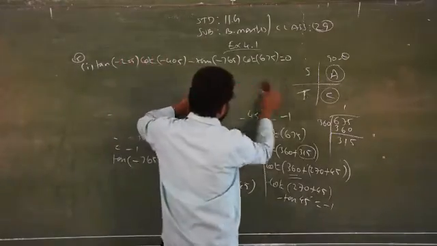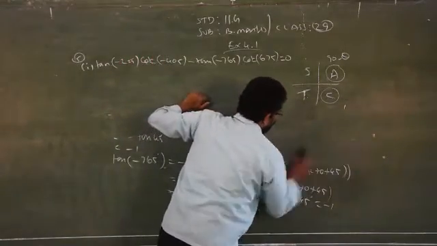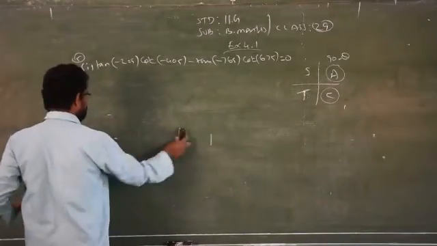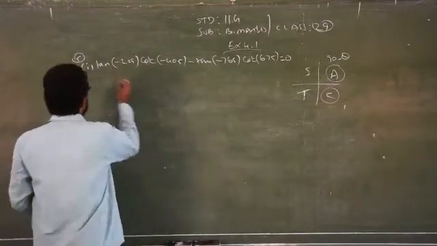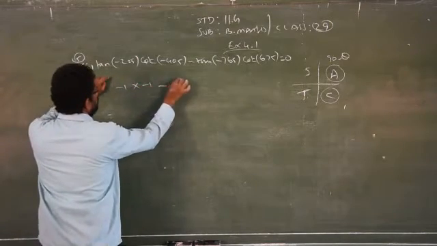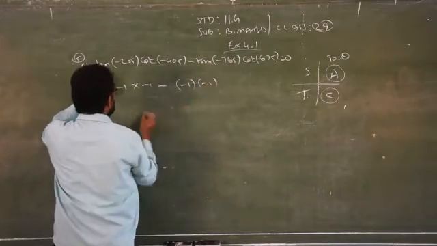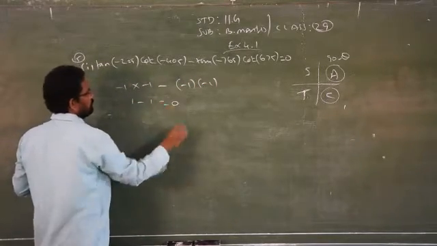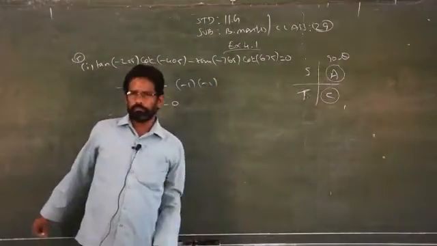There are 4 ratios given. All the ratios' answers will be minus 1, minus 1. Therefore, I am writing in place of this minus 1 into minus 1, minus of minus 1 into minus 1. Minus into minus is plus 1, minus into minus is plus 1. So 1 minus 1 is 0, proof over.